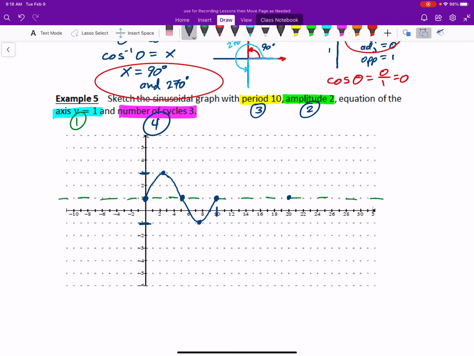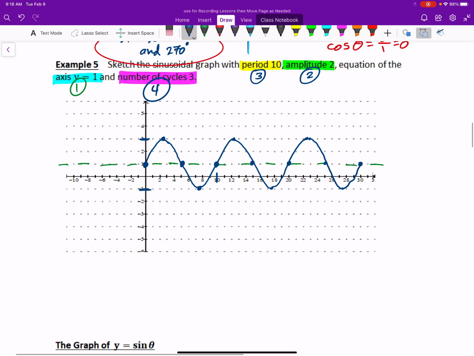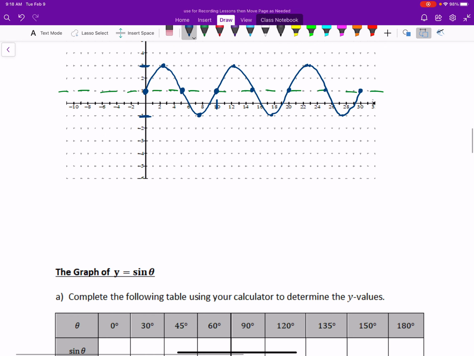Then the last part I look at is the number of cycles, and I repeat it. So I'm going to have another cycle by the time I'm at 20, and a third cycle by the time I get to 30. Those are going to be divided in half for where it crosses the axis again. So we'll have points at 12.5, 17.5, 22.5 and 27.5 for the max and min. And there is my 3 cycles, period 10, amplitude 2, axis of the curve at 1. So you always want to think about things in that order.